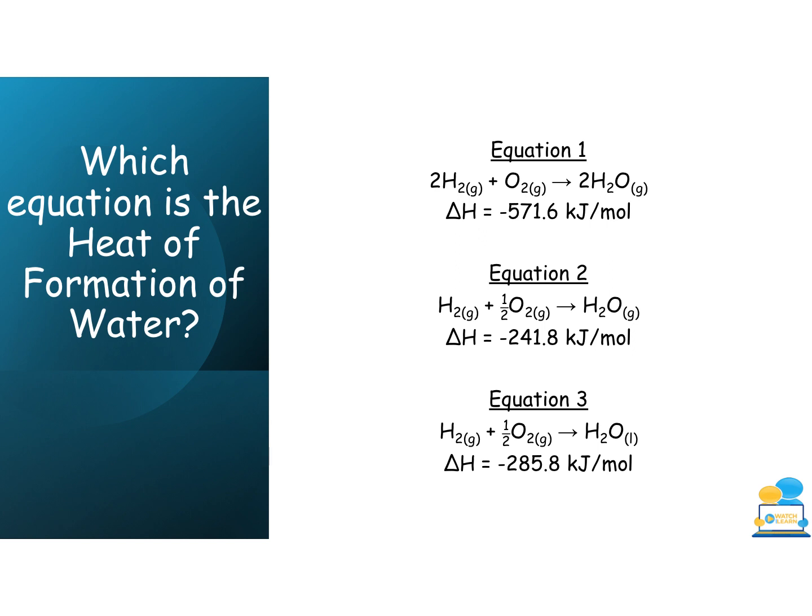The second equation then is H2 plus half O2 goes to H2O. Now, H2 is gaseous, O2 is gaseous, and H2O is gaseous. Now, it's much better than the first equation because we have 1 mole of water being formed. However, it also does not represent the heat of formation of water, because the water formed in this second equation is in the gaseous state. Now, at 25 degrees, the normal state of water is liquid.